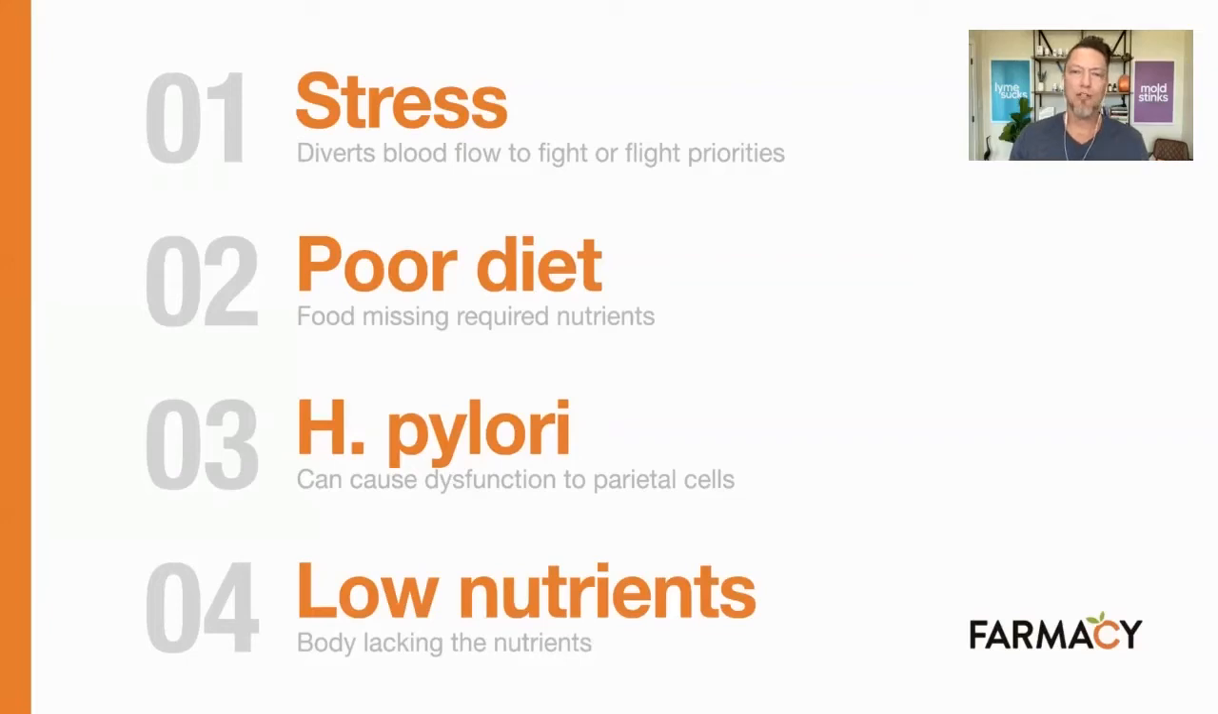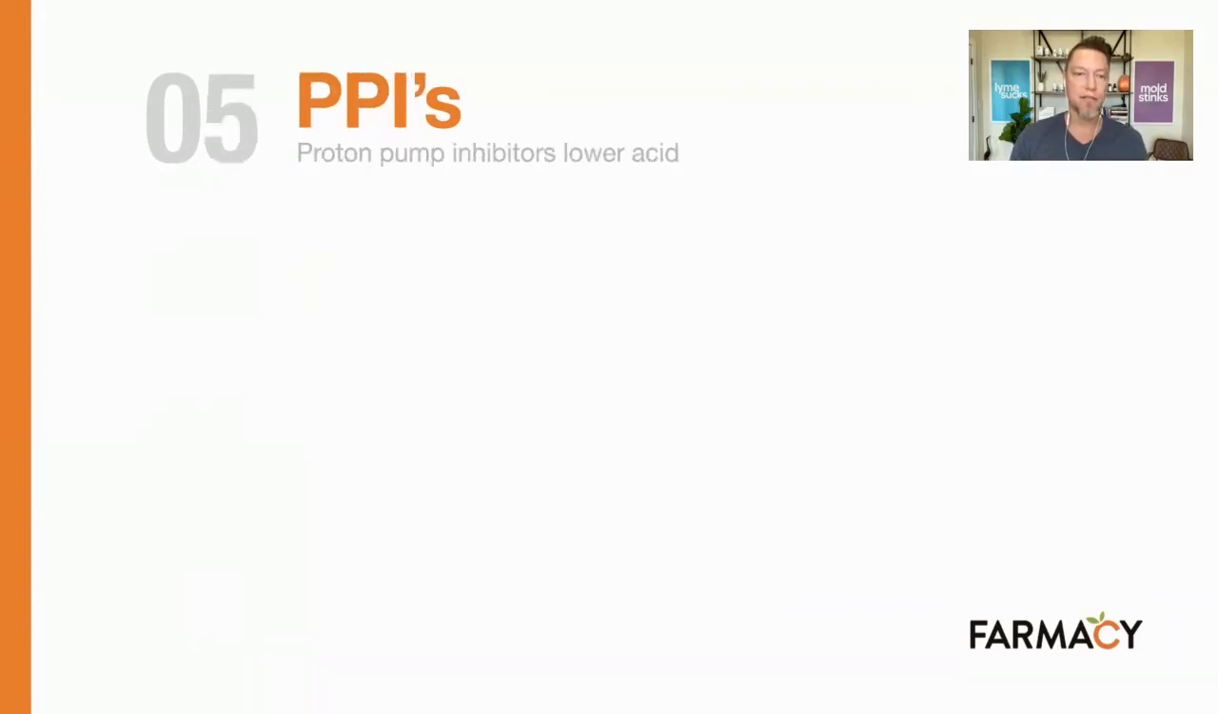Number 4 is low nutrients. People that are chronically unwell, especially, in my niche, with mold toxicity and Lyme disease and co-infections, you'll burn through different vitamins and minerals and nutrients in your body, your B vitamins, your magnesium, your zinc, all those things that are also needed for the healthy creation and amount of stomach acid. So when your body is using those up due to chronic issues, it affects your stomach acid.